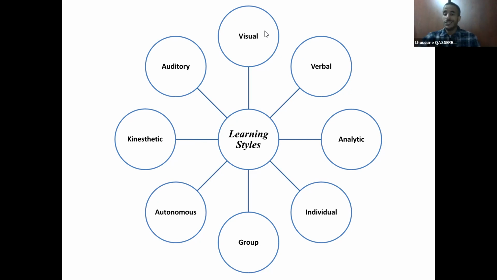The opposite is group or social learner, which means they like to work in groups. They like to share, which means when you give students tasks, you vary your mode of work. I'm going to write it here. You vary your mode of work.